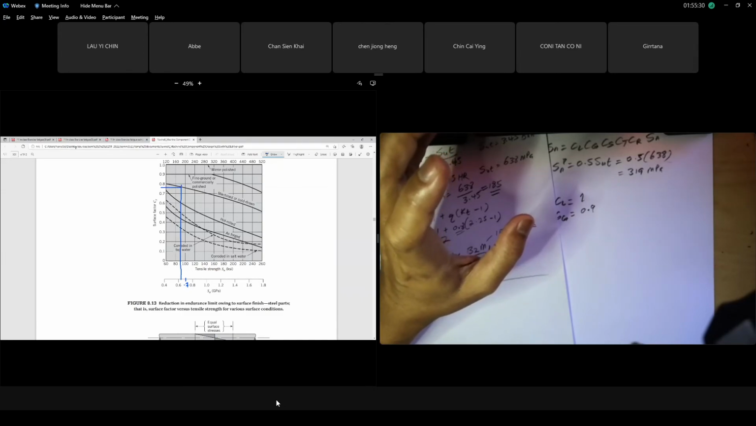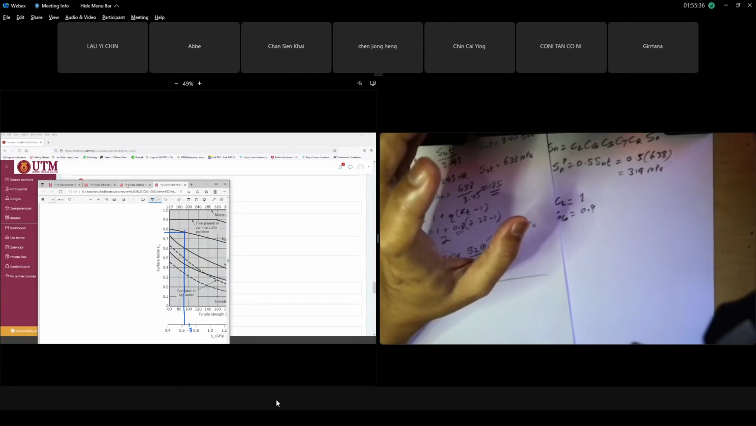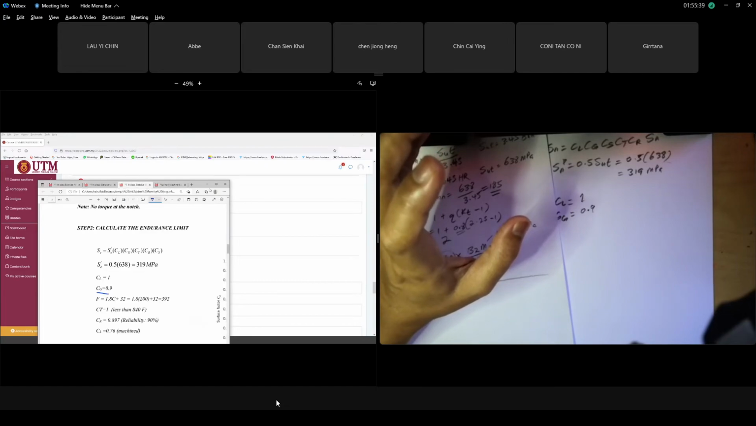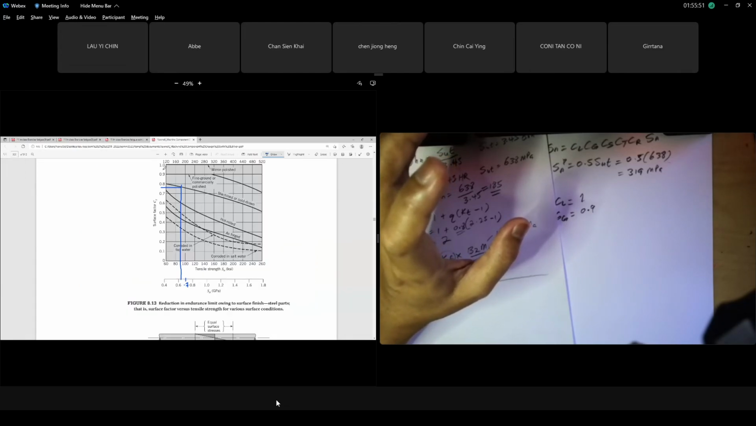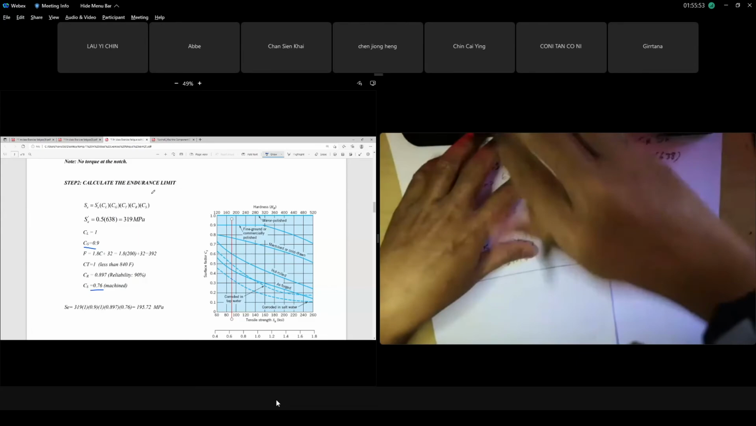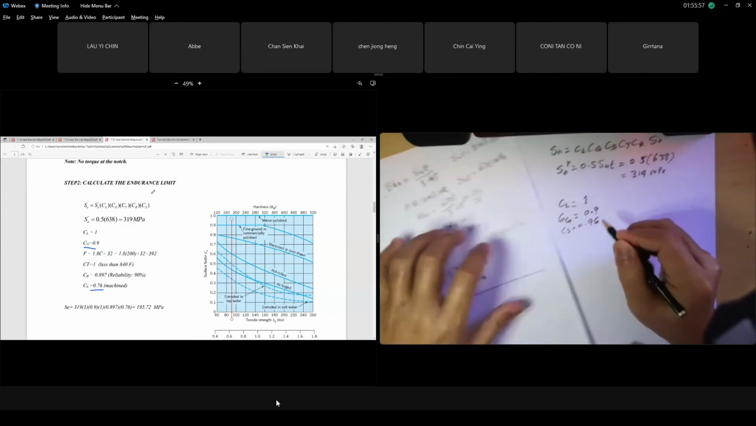Bring it there. So your answer is supposed to be, in your solution, you mentioned CS 0.76, right? Yes, 0.76. So it means CS is 0.76.